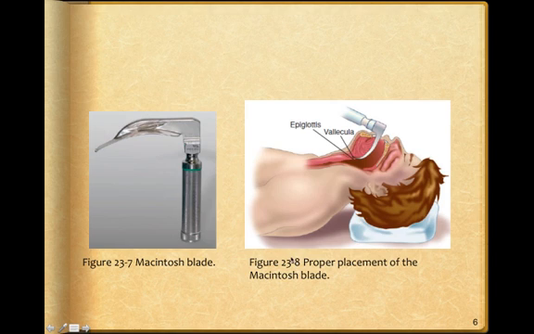A Macintosh blade, and the proper technique for this is a curved blade. This area right here goes into the vallecular space, which is just above the epiglottis, and you should pull the laryngoscope kind of in this direction. If you bring it back, you can fulcrum off of the teeth and chip these off into the back of the airway. Now you have foreign body airway obstruction problems. So proper placement for this is in the vallecular space.